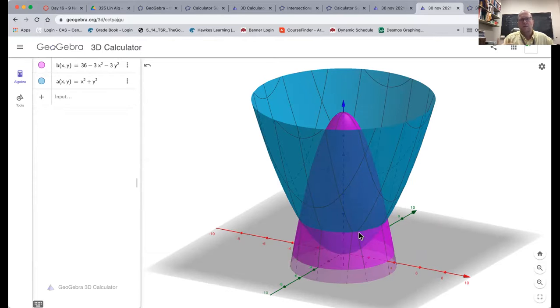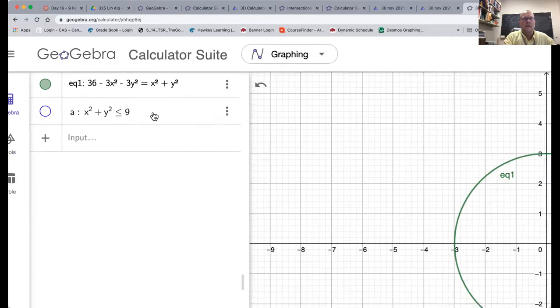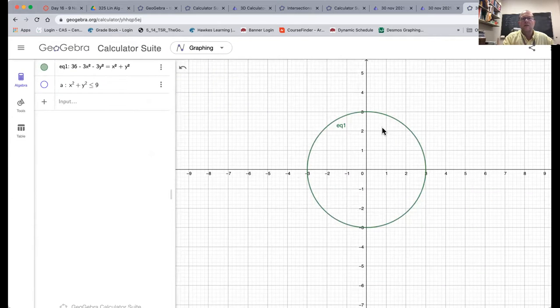But because we want a surface that's between those two things, then we need to think about where they intersect. Yep, I've got that. So if you look here, you've got the equation 36 minus 3x squared minus 3y squared equals x squared plus y squared. If I zip out there a little bit, you can see that those will intersect in a circle.